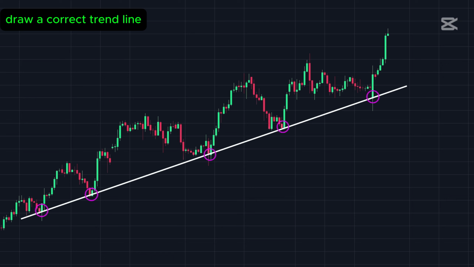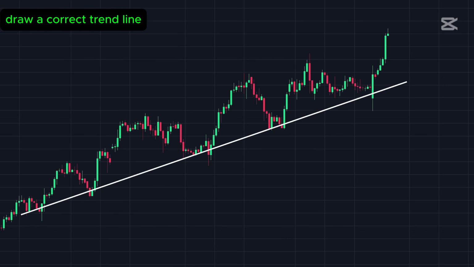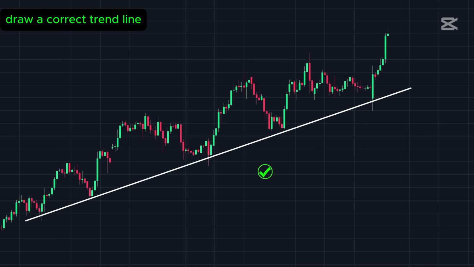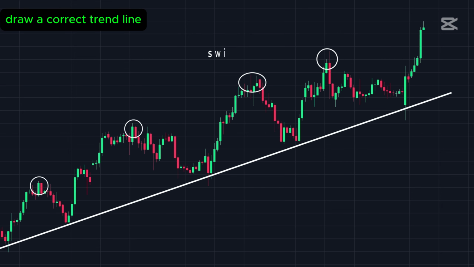As long as it stays within the general area of the swing points, the trend line remains valid. It doesn't matter if you draw it slightly higher or lower, as long as it stays within that zone. Now, if we look at the price action above, we also see multiple significant swing points. Let's try drawing a trend line.